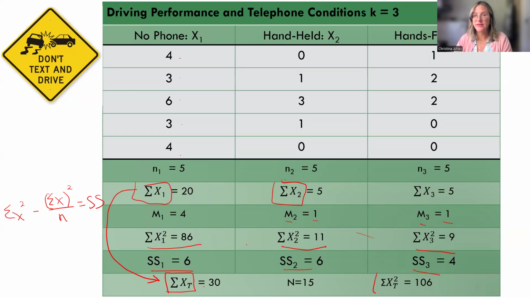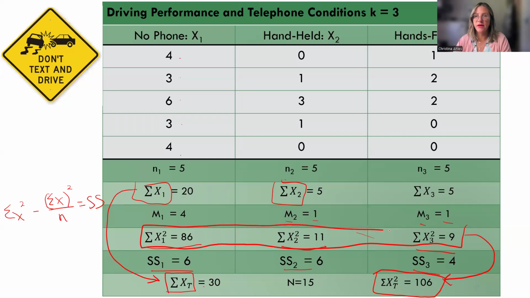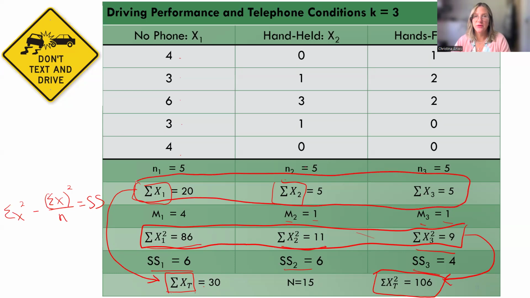And then this sum of X squared total is these sums of X squared all added together. So basically, adding all of these, 86 plus 11 plus 9 is our sum of X squared total, whereas the sum of X total is adding all 3 of these sum of X's together, okay? So hopefully that helps give you an idea because you're going to need those for calculations as well. This is where organization is really key, and making sure you have the notation straight with the calculations.